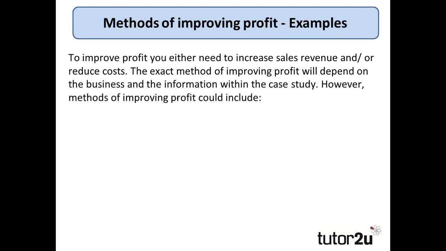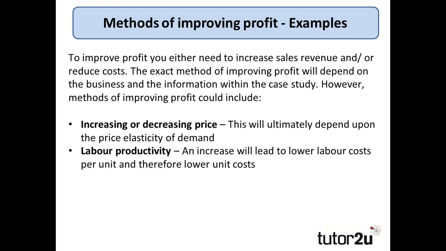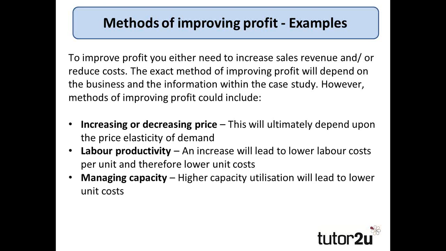Now, to improve profit, ultimately, you either need to increase sales revenue and or reduce costs. And the exact method of improving profit will depend on the business and also the information within the case study. However, methods of improving profit could include increasing or decreasing price. Obviously, that's going to depend ultimately on the price elasticity of demand. Labour productivity. An increase in labour productivity will lead to lower labour costs per unit and therefore lower unit costs. So increasing labour productivity will ultimately reduce costs. Managing capacity. Higher capacity utilisation will lead to lower unit costs. You need to understand how and why, but that is another method of improving profit.